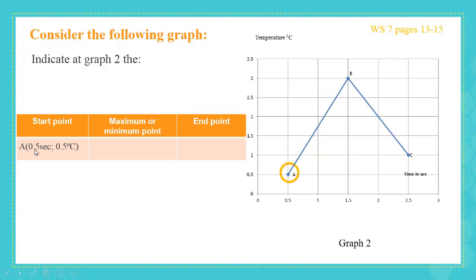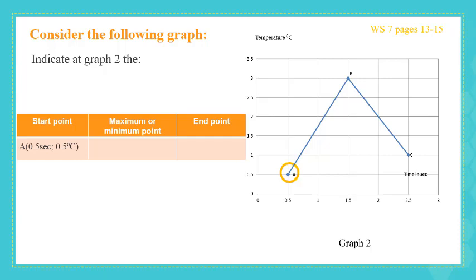So the coordinates will be 0.5 second, 0.5 degrees Celsius. The value 0.5 second represents the value of point A on the x-axis, and since the unit of time is second, we write second. 0.5 degrees Celsius represents the value of point A on the y-axis, and since the unit of temperature is degrees Celsius, we write degrees Celsius.